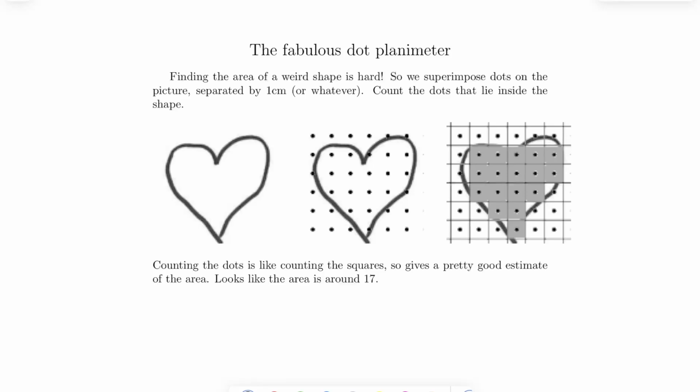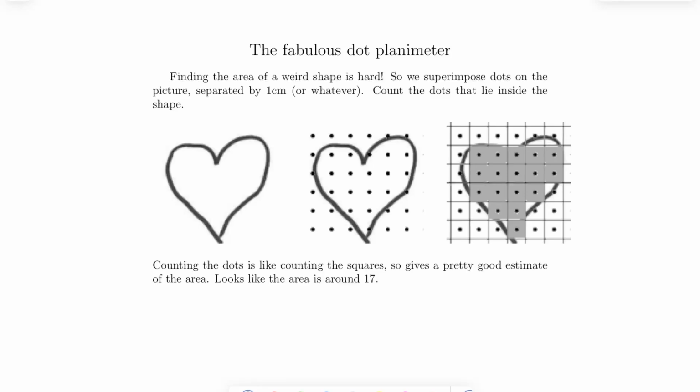You lay down these dots on it, and when people did this in real life, you could get a transparent sheet of plastic with the dots printed on it. And then you can just put these dots on top of any shape that you want. Count up the dots that are on the inside. Here, if you count up these dots in here, there are 17 of them, and that means the heart shape has an area of about 17 square centimeters.